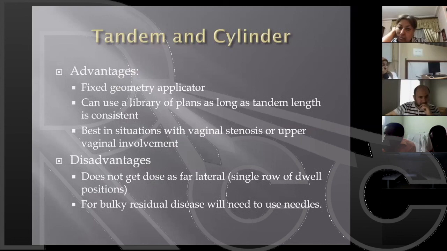Tandem and cylinder has advantages. It's also a fixed geometry applicator. So once you have a plan that you like, you can consistently use it for the remaining applications on that patient. You can use a library of plans. It's best in situations with vaginal stenosis or upper vaginal involvement. But the disadvantage, it really doesn't get that paracentral dose very high. Prescribing to point A may overdose vaginal mucosa, so you have to look at that closely. Use the largest cylinder possible that will fit in the patient. And for bulky residual disease, tandem and cylinder is probably not going to be the best option. You'd need to use needles along with it to get better lateral dose.